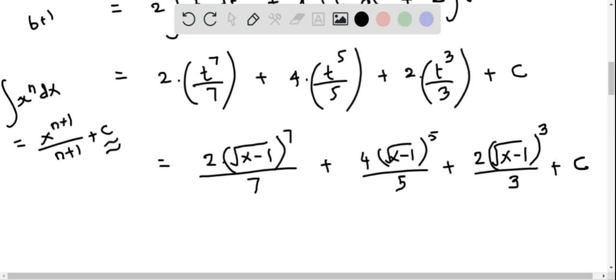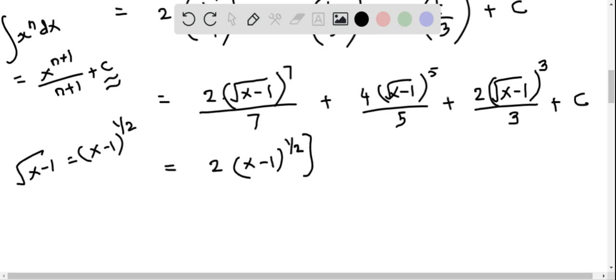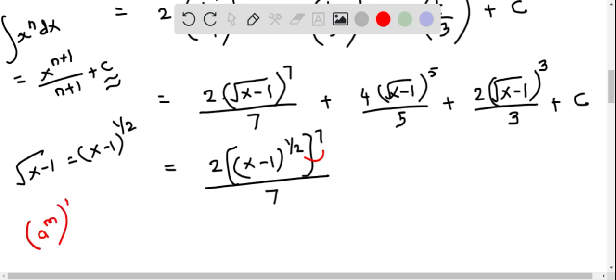This could also be considered as our answer. However, we could also make it a little bit simpler by rewriting the square root of x minus 1 as x minus 1 raised to the power of 1 by 2. And I'm going to do this. So this becomes x minus 1 raised to the power of 1 by 2, once again raised to the power of 7 over 7. This could be further simplified, so we have to multiply the powers using the laws of exponents. That is, if you have a raised to the power of m and raise it to the power of n, this is equal to a raised to the power of m times n.